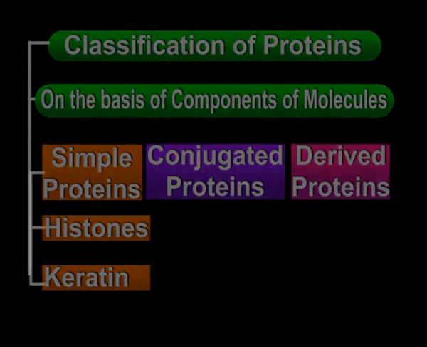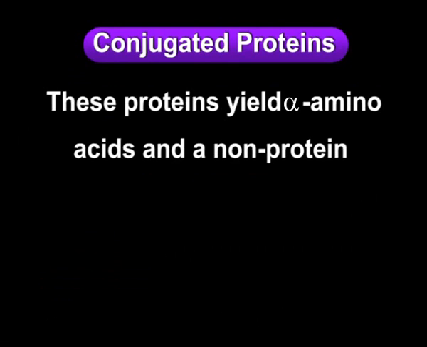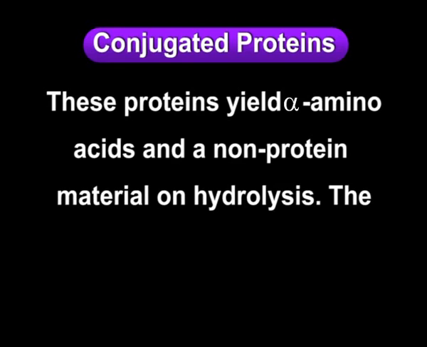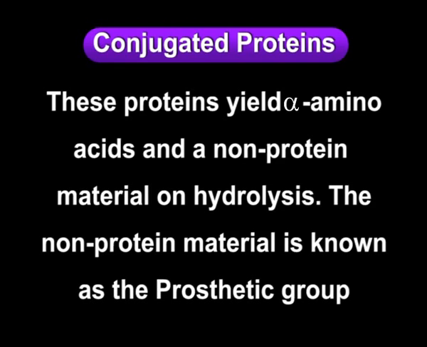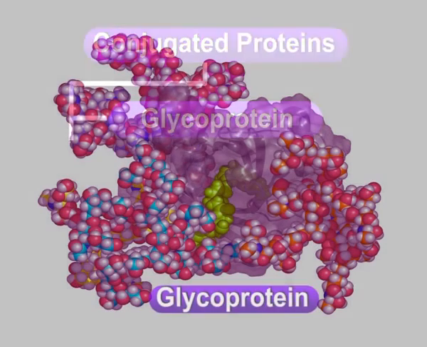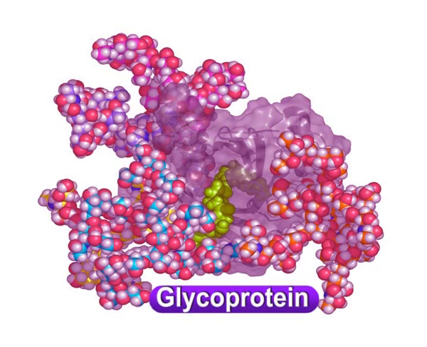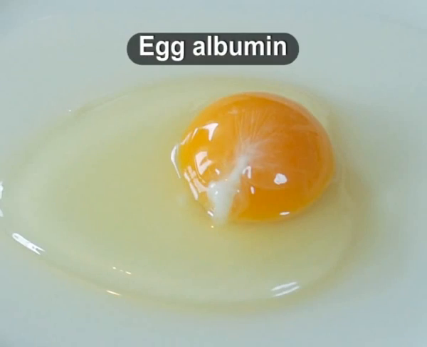Conjugated proteins. These proteins yield alpha amino acids and a non-protein material on hydrolysis. The non-protein material is known as the prosthetic group. Depending upon the nature of prosthetic group, they can be glycoprotein, those having carbohydrate in association with protein molecule are glycoproteins. Examples are mucin of saliva, egg albumin, etc.